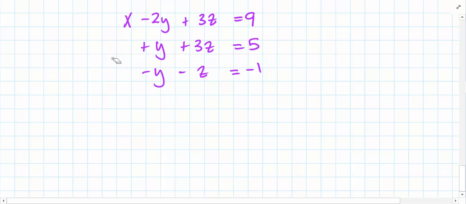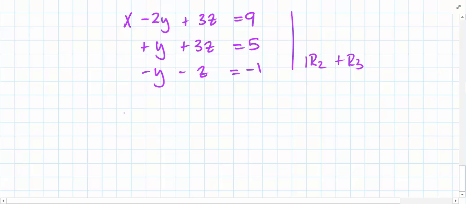What we've done is create an equivalent system, and we're getting it into row echelon form. I have my 1 in front of my x and my 1 in front of my y. What do I want to do now? Get rid of that negative y. So what's my roadmap going to be? We're going to do 1 times row 2 plus row 3.